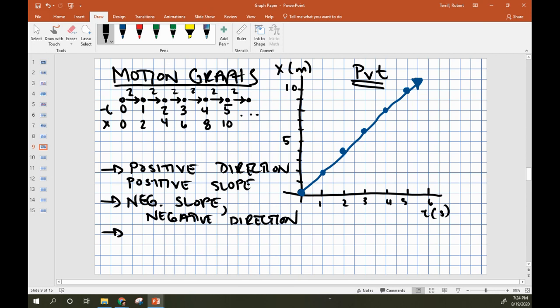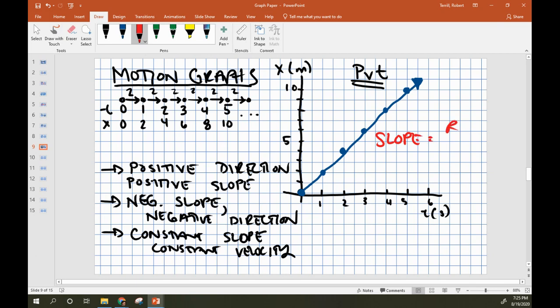And then what else can we tell from this? The last thing we can tell is that if we have a constant slope, that means that we have a constant velocity. And we knew that we had a constant velocity because we already saw that in our motion diagram. So a lot of the clues that come from a position versus time graph all come from the slope, and there's a really good reason for that. We know that the slope is equal to rise over run. And if we apply that to this graph, then our rise is our change in position, and our run is our change in time.